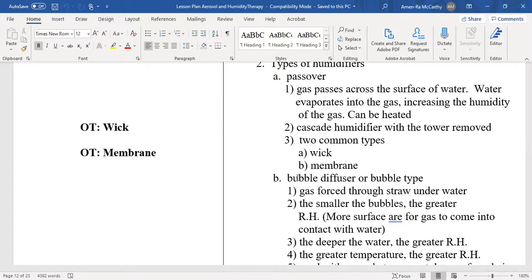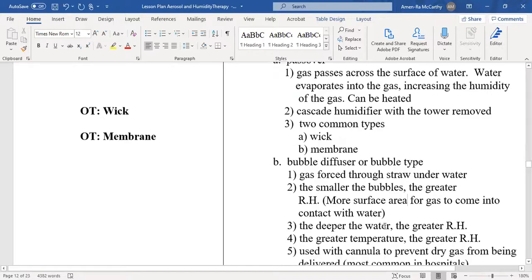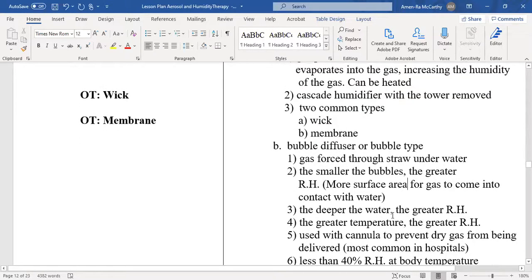The smaller the bubbles, the greater the relative humidity, because there is more surface area for gas to come into contact with the water, okay? The deeper the water, the greater the relative humidity. So if I'm using this one or this one, this one's going to have a greater relative humidity because the water is deeper. You have more time for the bubble to travel through the water. The longer it's touching the water, the more moisture it picks up, okay? Any questions? Understand that part? Okay, all right.